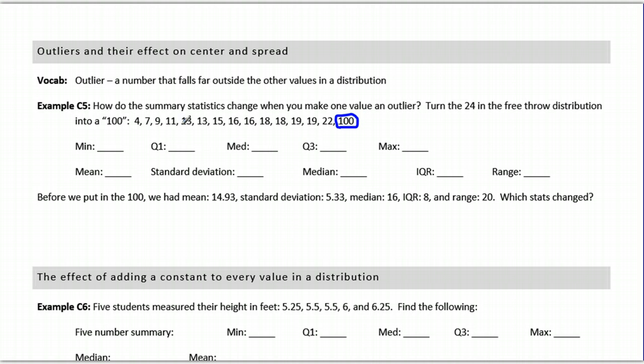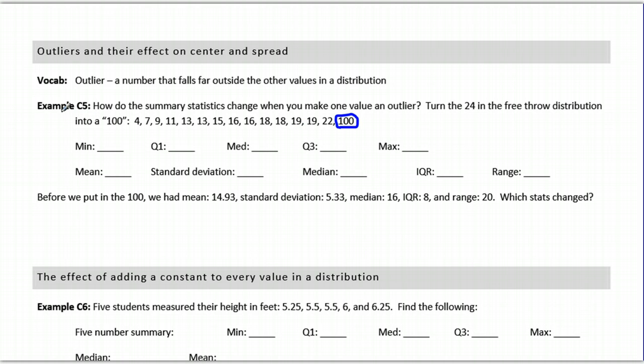Now, all of these other numbers are pretty close to each other, maybe 2 or 3 apart, but then 100 is way, way different than all the others. When you have a number that's drastically different, there are technical ways to classify an outlier, but for our purposes in this class, we're just going to say any number that's way outside of the range of the others, we're going to call that an outlier.